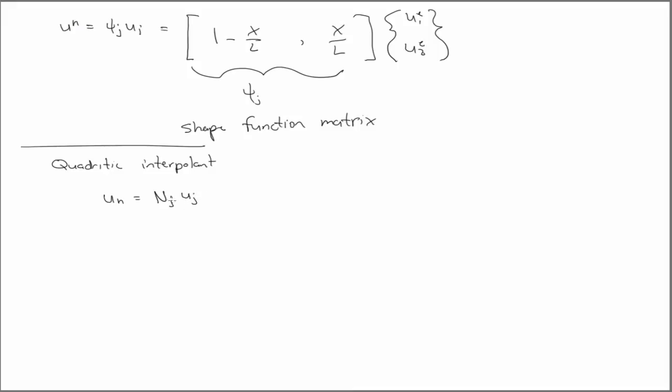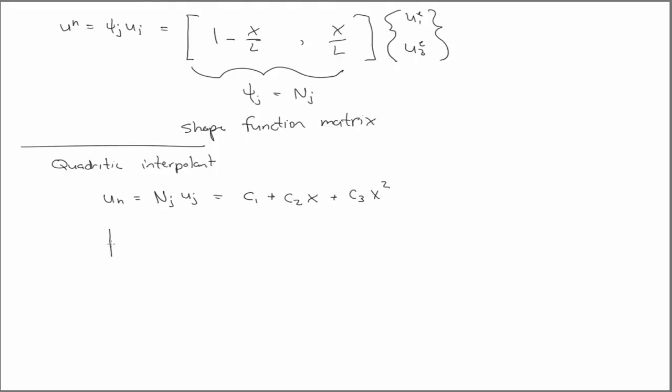So you have N_j U_j. Just to back up, this is the same thing, right? I'm just using a different symbol to mean the shape function matrix. All right, so for a quadratic field, we'd have C1 plus C2x plus C3x squared.